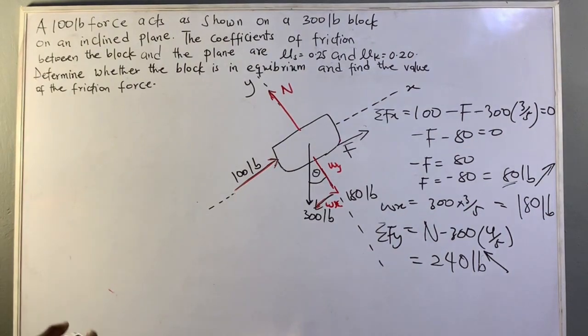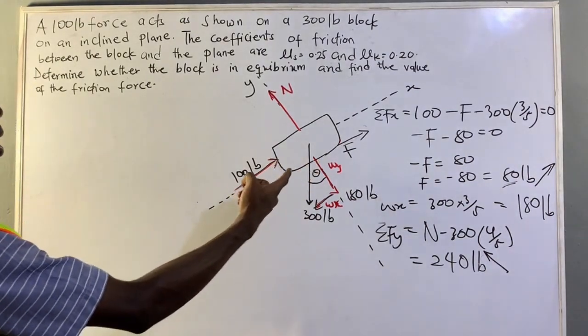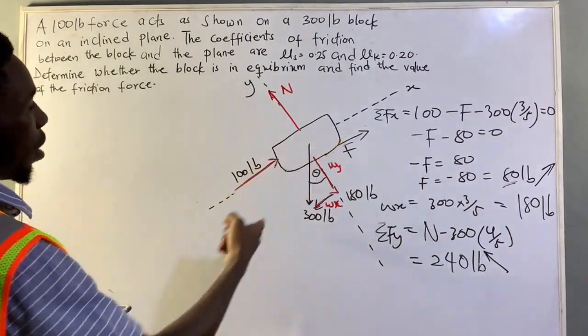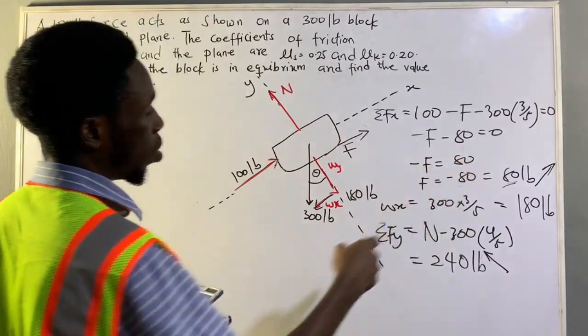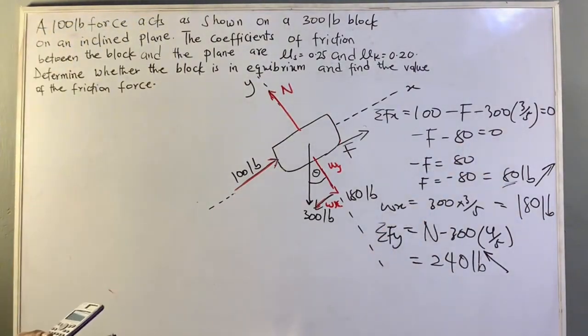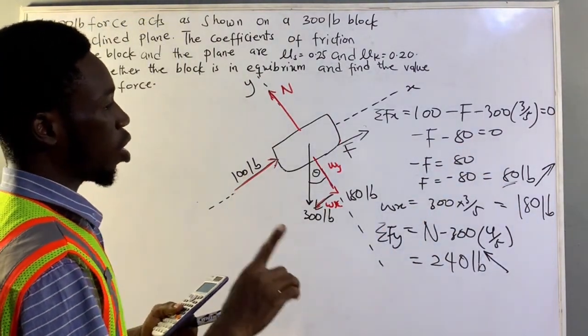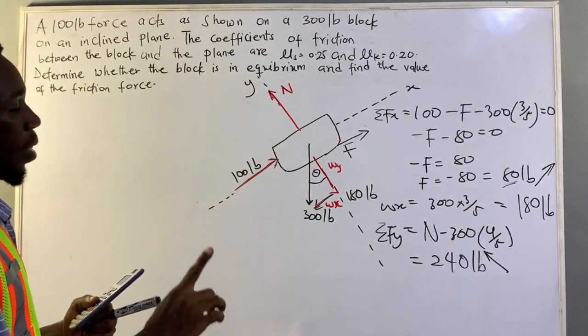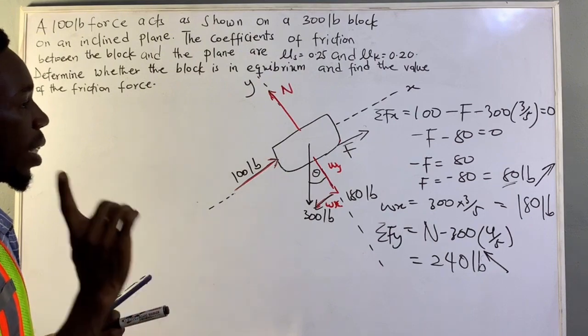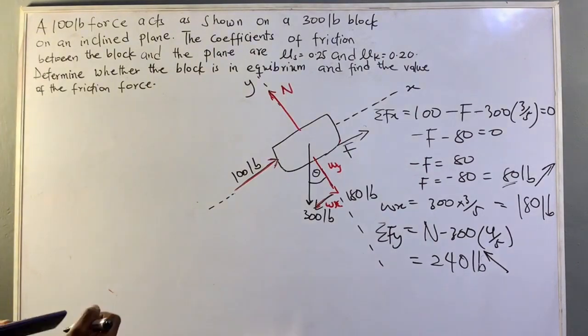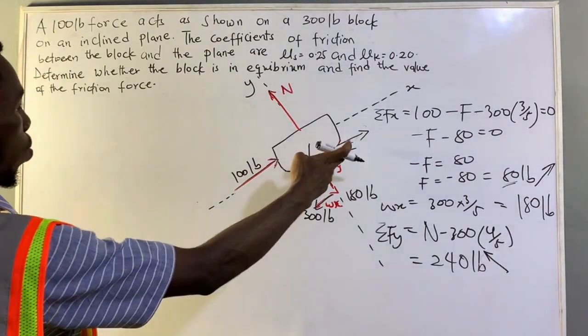For us to know whether the block will be in equilibrium or will be sliding, what you have to do is find the maximum friction which will be generated between the block and the surface, and then compare it to the friction force that we need to maintain equilibrium. If that value is equal to that friction force, then equilibrium will be maintained. But if it is less, that means there will be no equilibrium, which means the block will be sliding down.